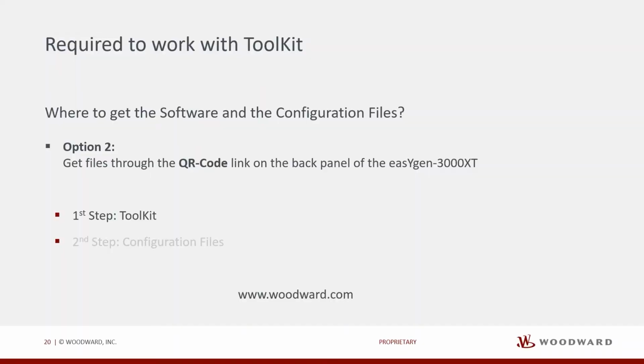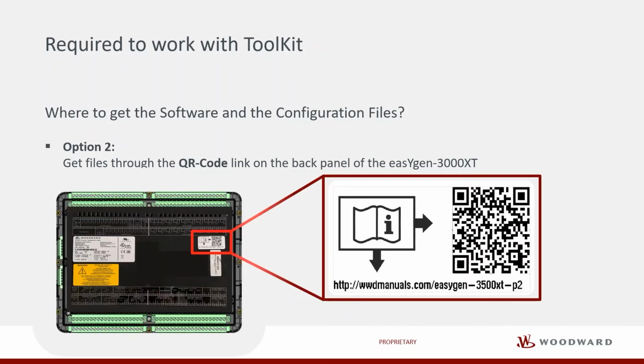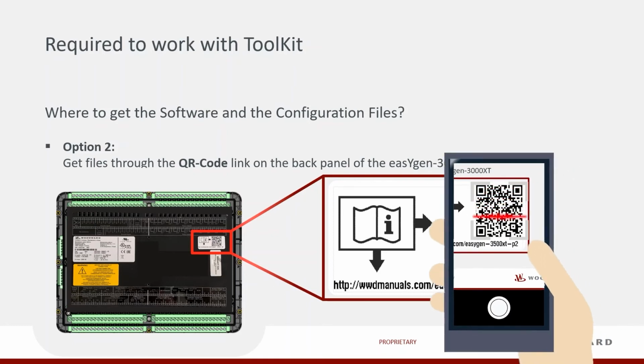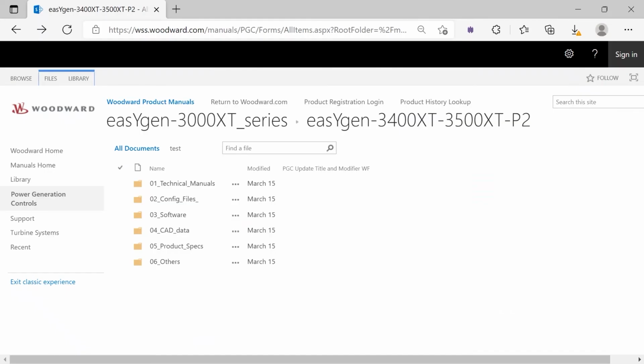The second option to get Toolkit and the needed configuration files is simple. Just scan the QR code on the back panel of the controller, or type the clear text link in your browser to get there. Here, for example, you can see the QR code on an easYgen-3000XT P2. The QR code links to our freely accessible file server, for the Woodward power generation controls, independent from the Woodward website. The QR code takes you to the folder that contains all available files for the control model.